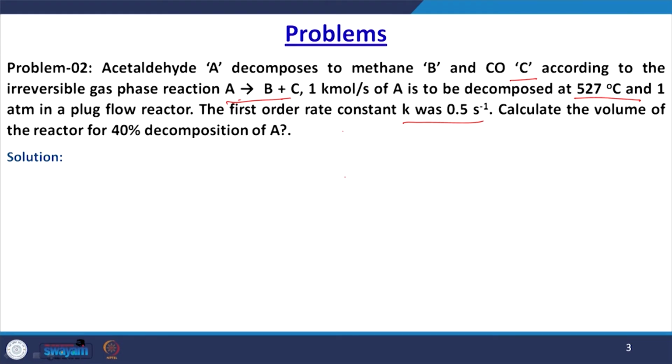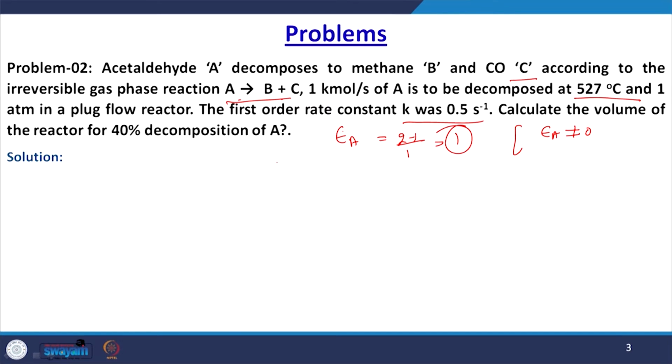Now this is the irreversible gas phase reaction. So the expansion factor epsilon A is given by (2 minus 1) upon 1, that is equal to 1. That is, epsilon A is not equal to 0. So it is a varying volume system. Since this comes out to be 1, which is not equal to 0, you may say that this is the varying volume system.